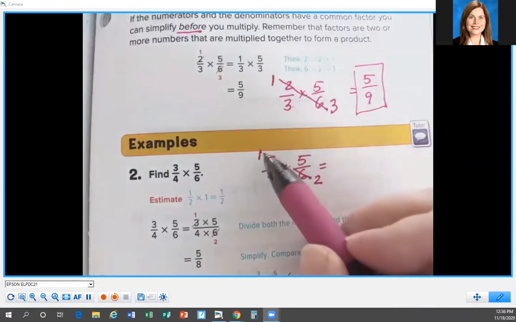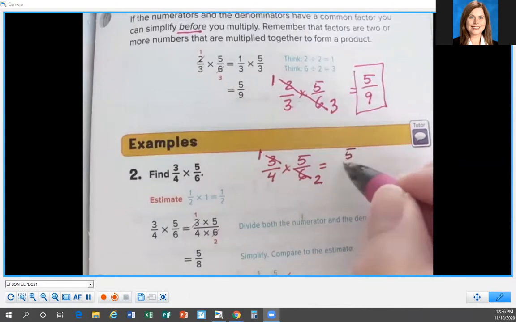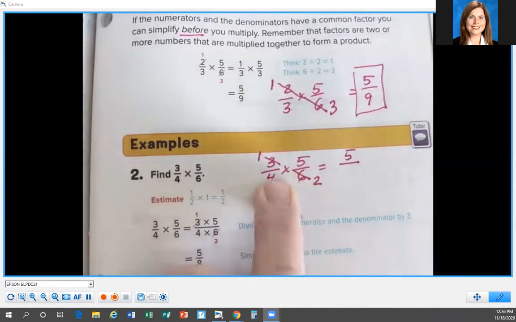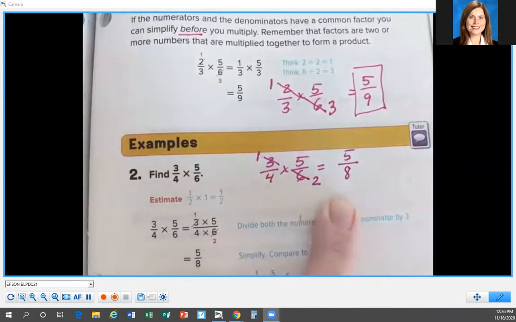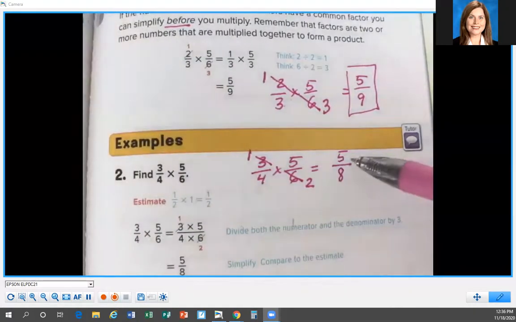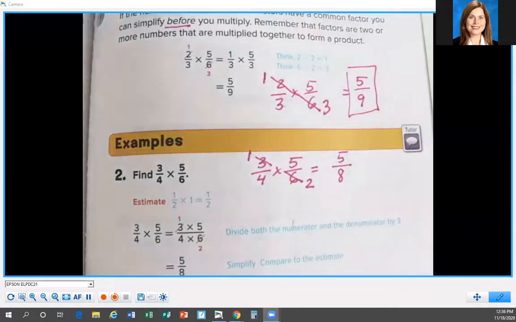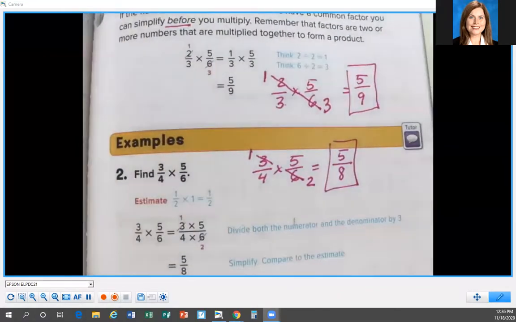So now we multiply. Numerator times numerator. 1 times 5 is 5. Denominator times denominator. 4 times 2 is 8. And then before I box my answer, I always check to see if I can simplify further. What are the factors of 5? 1 and 5. What are the factors of 8? 1, 2, 4, and 8. So they don't have any common factors. I can't simplify that further. So the simplified answer is 5/8.